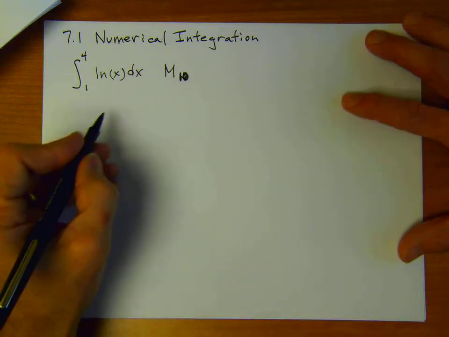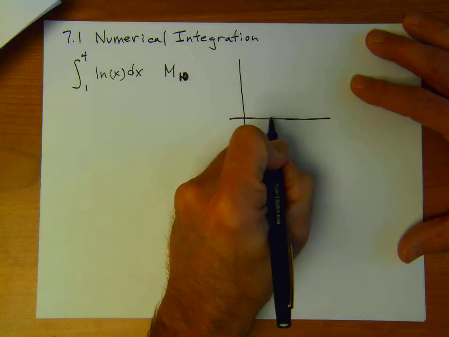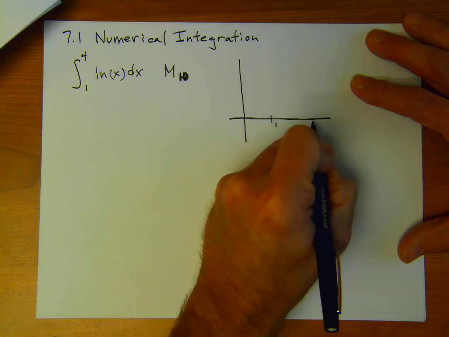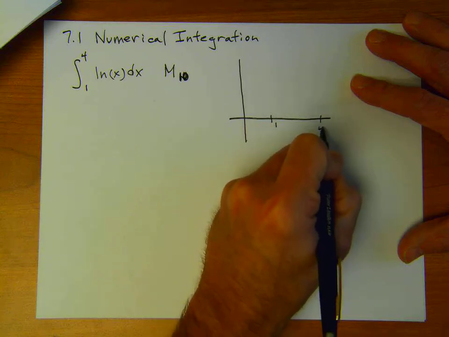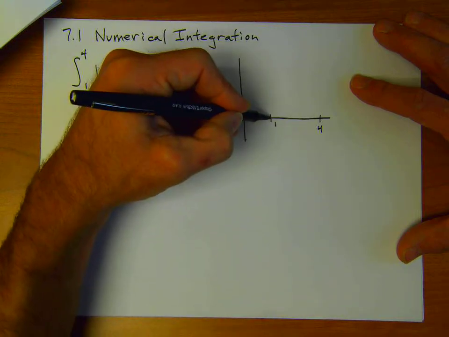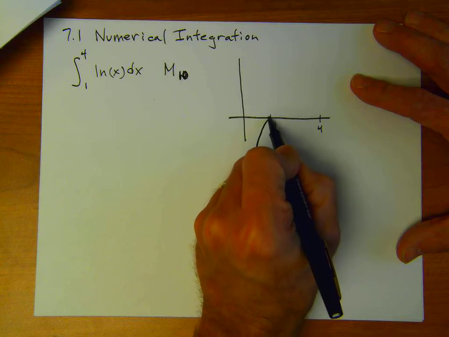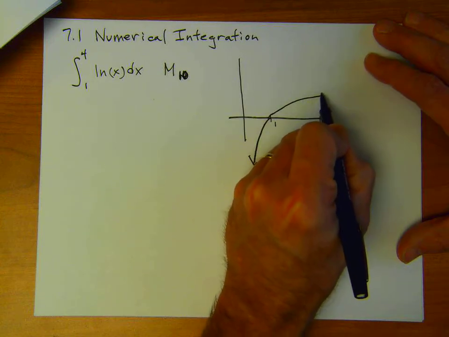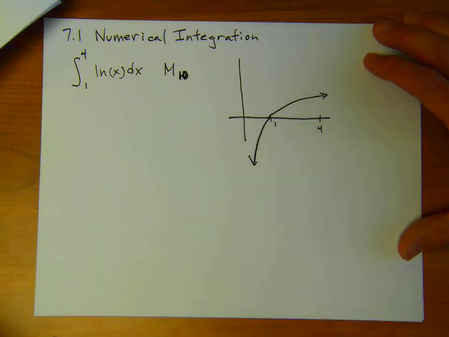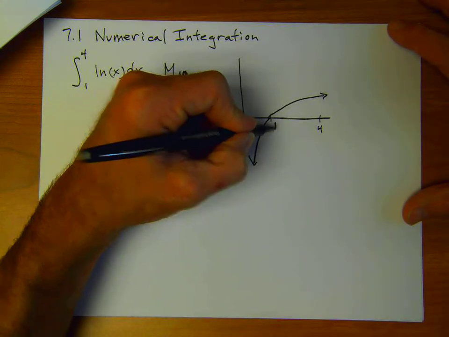So let's just real quick graph this. So there's 1, and then we'll just call that 4. Now, if you recall, natural log goes through this point, so it comes down this way, and then it kind of comes up, levels off, increases without bound, but it increases at a slower rate as x gets larger. So this is what it looks like.